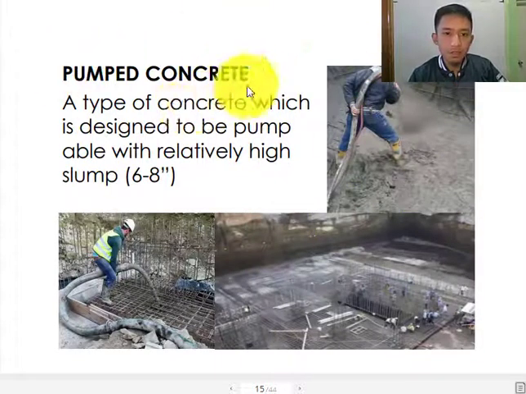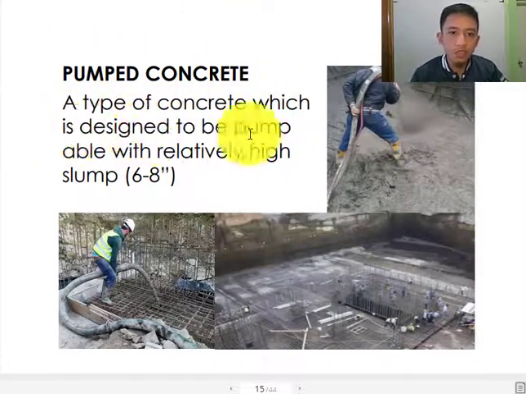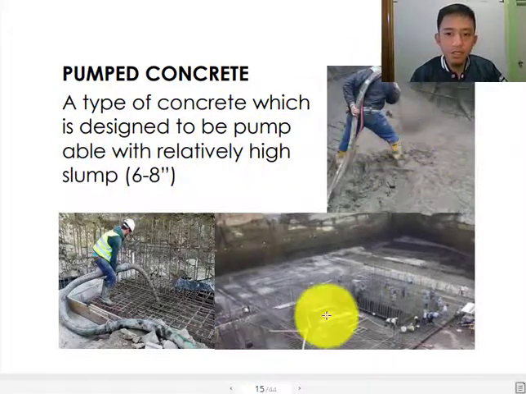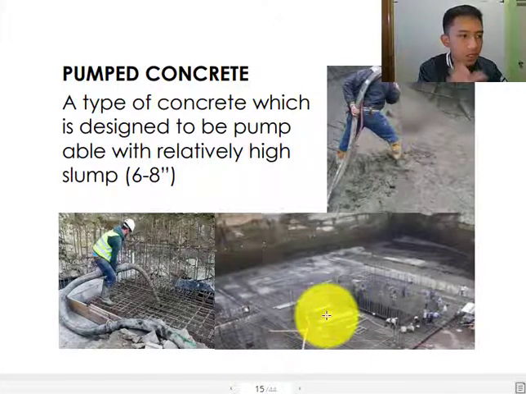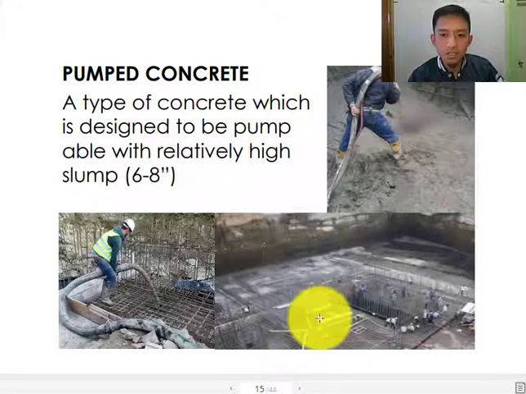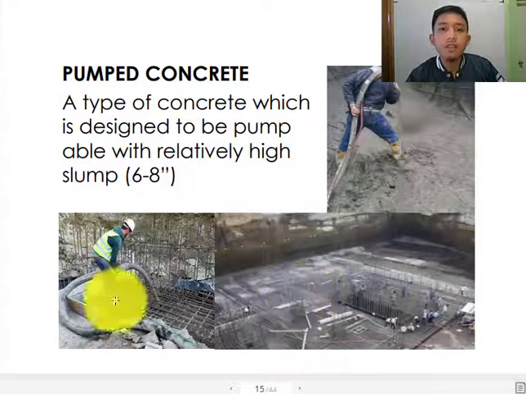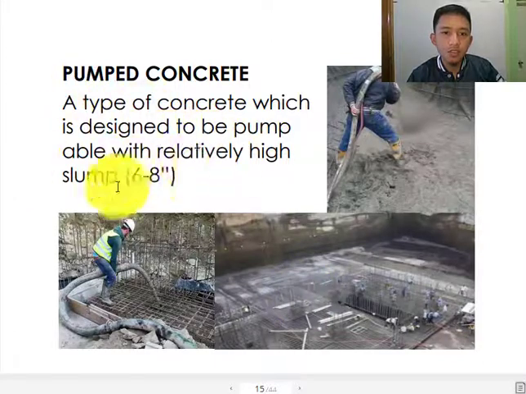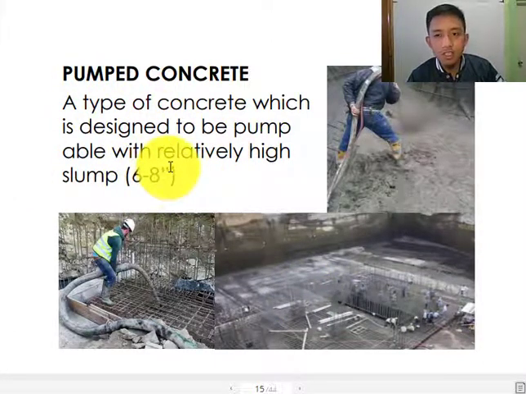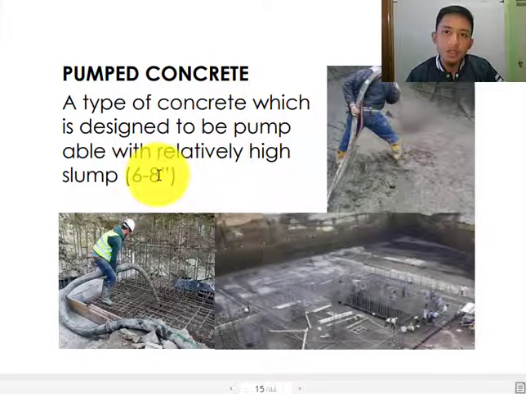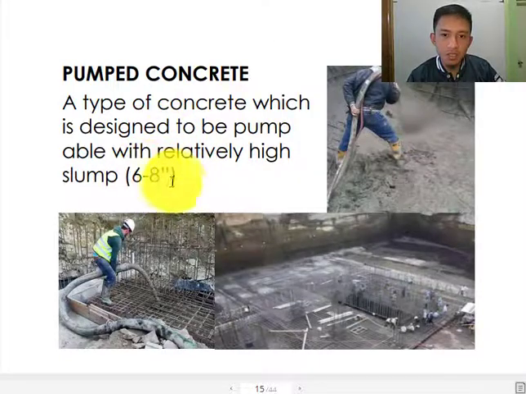Okay, now let's go to pumped concrete. A type of concrete which is designed to be pumpable with relative high slump. It depends again, there are a lot of factors that will affect the concrete mix. It depends on the purpose, it depends on the strength, and so on and so forth. So again, pumped concrete has a 6 to 8 inch slump, or times 25, so this will be 150 to 200 slump, should have that slump.